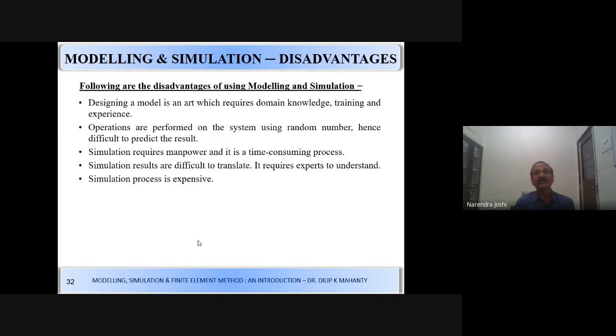Third point, simulation requires manpower. It is a time-consuming process. We need to have proper manpower training who can do this, so it takes time. Sometimes simulation results are difficult to translate. It requires experts to understand who can give the output and define it. It sometimes is expensive. But this last point, though it's debatable, over a time period is becoming less expensive because of the growth in our computer hardware and software.